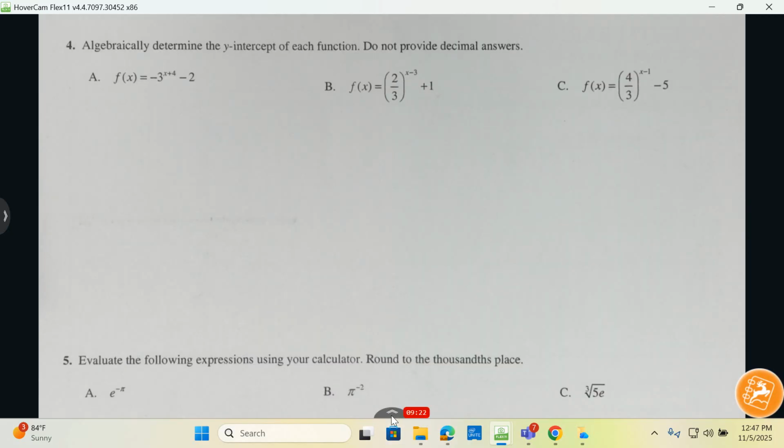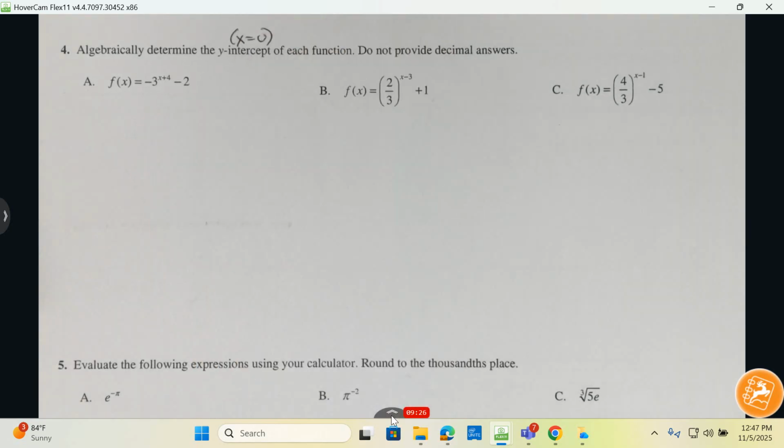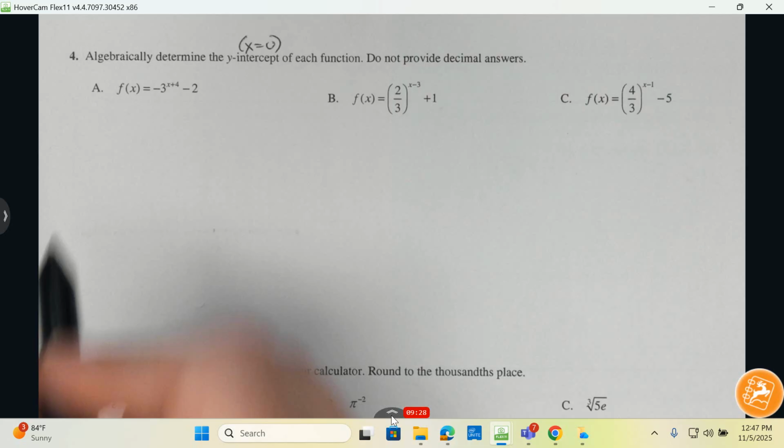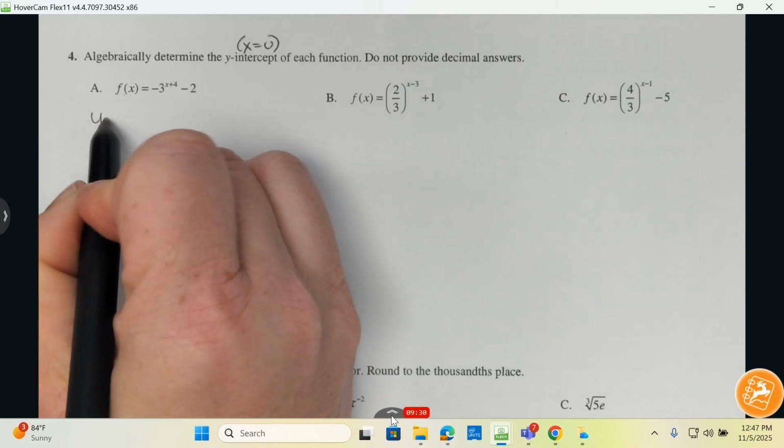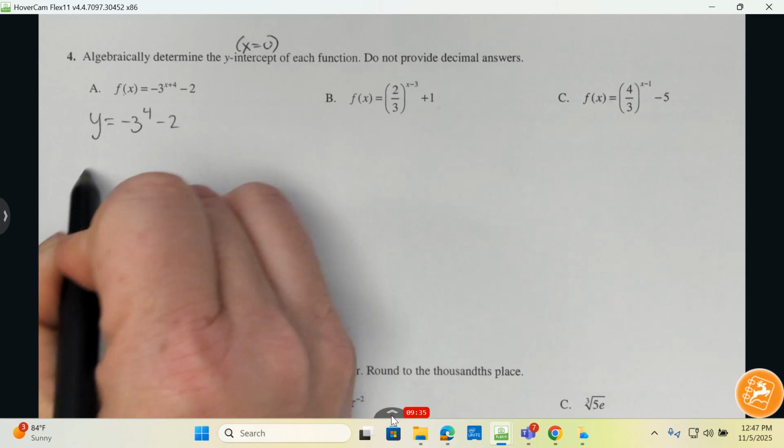Algebraically determine the y-intercept of the function. When we determine the y-intercept of the function, x is always going to be equal to 0. Okay, so I'm going to write down y equals negative 3. Now when I plug in 0, 0 plus 4 is 4 minus 2.